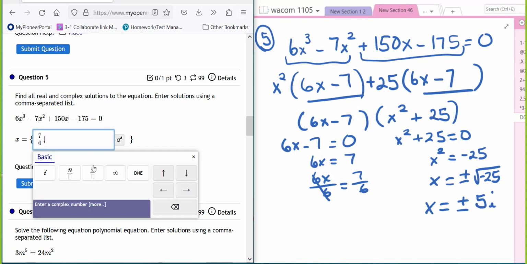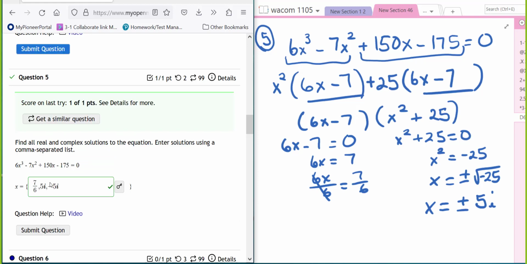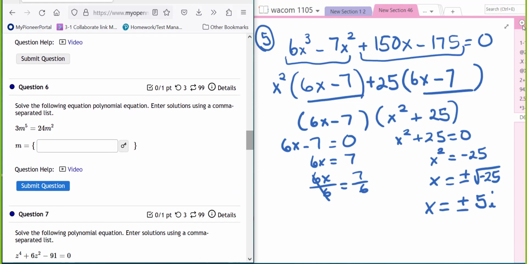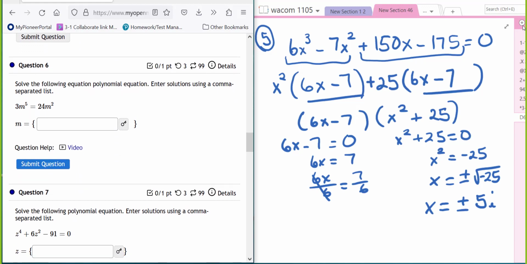We'll just enter this one. So 5i and negative 5i. And it doesn't matter if you do i from the keyboard or from the template. Good. I did choose 6. There must be something else that happens on this one.